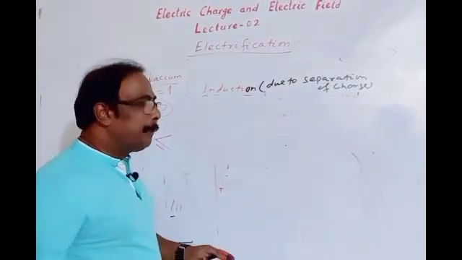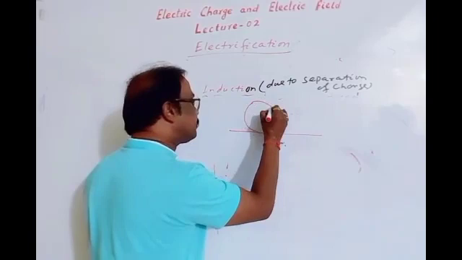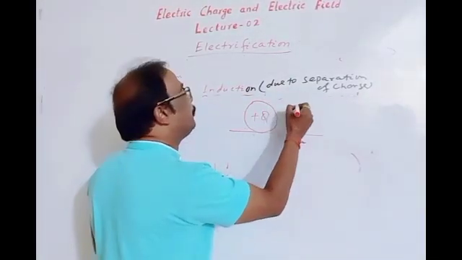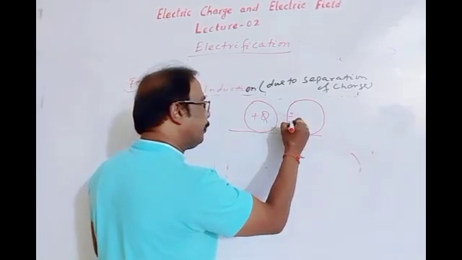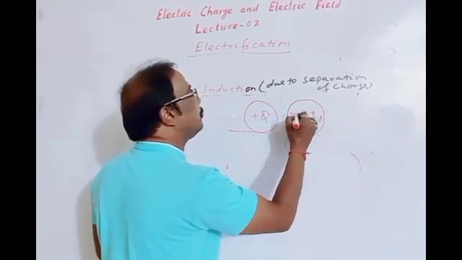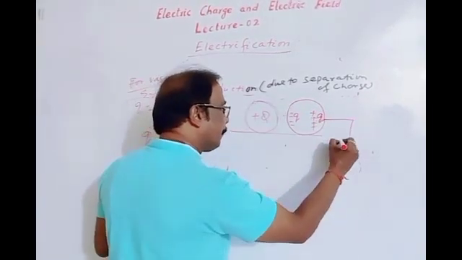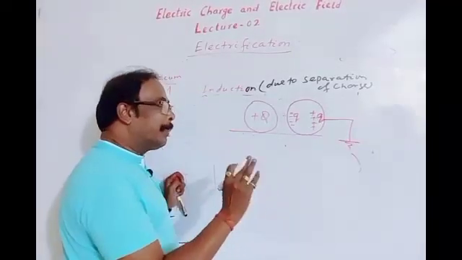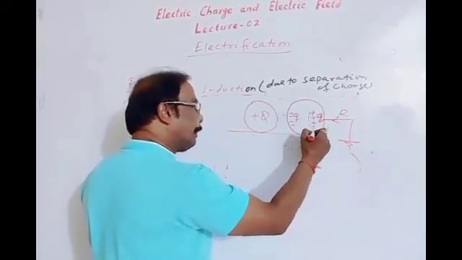Charging by induction. What we have discussed, conductors can be charged by induction. This is a charged body, charge is Q. This is an uncharged body. This is bound induced charge minus Q. This is free induced charge plus Q. Now, this is earth. What we have discussed, if this is positive, then electrons flow from earth to neutralize it.